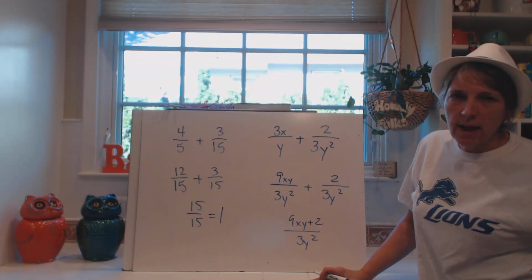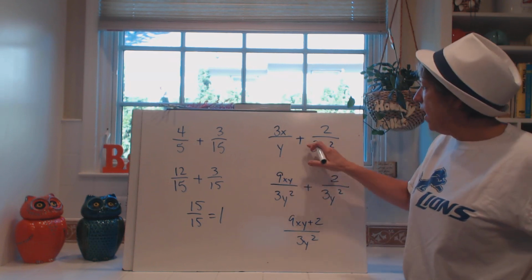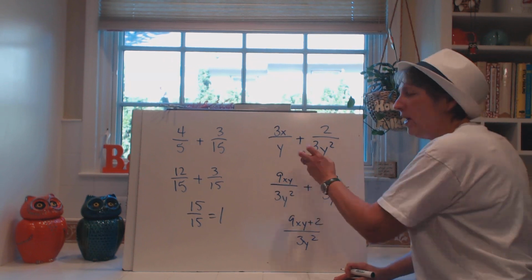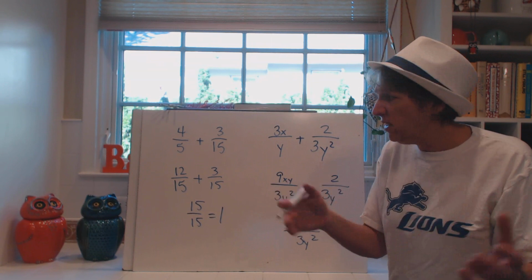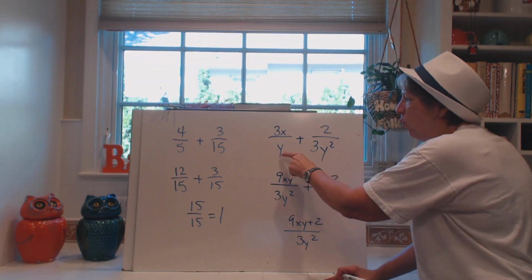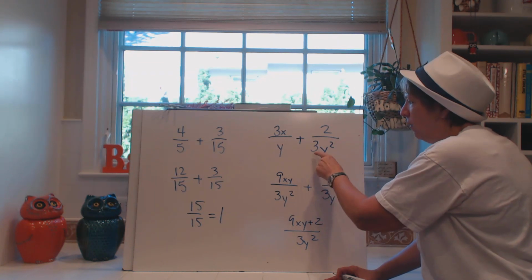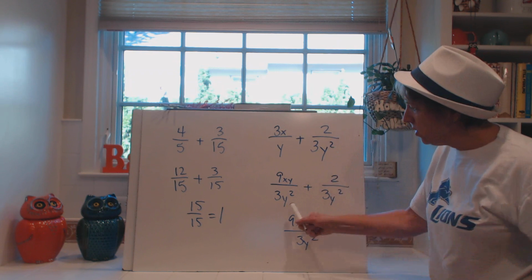This is basically the same thing. So here's our denominator: 3x over y plus 2 over 3y squared. We need everything in the denominator, the least common multiple. Everything has to be in it. So which one is the larger? We need the y, and we need the 3, and we have y squared. So the largest one is 3y squared.